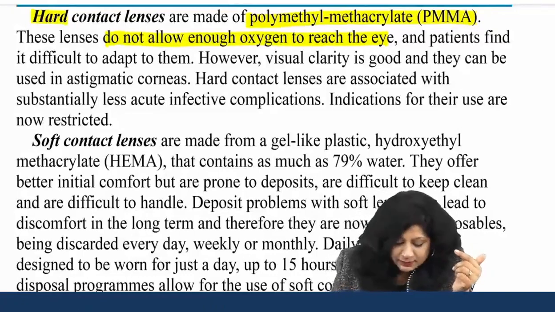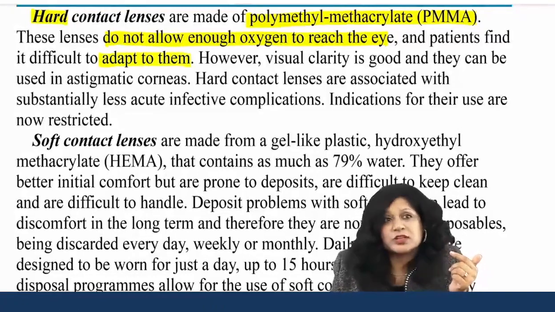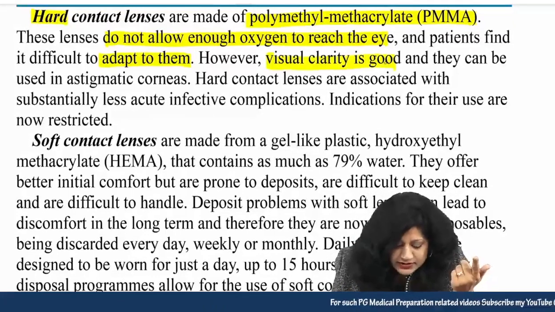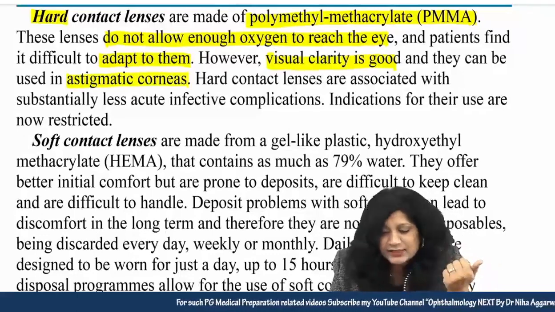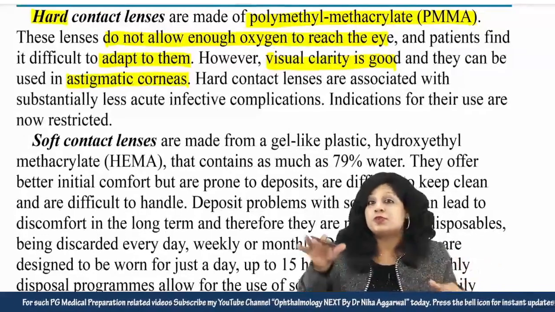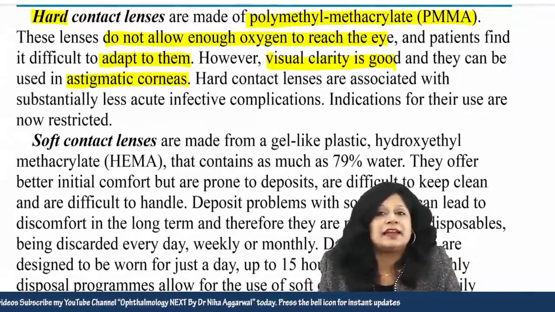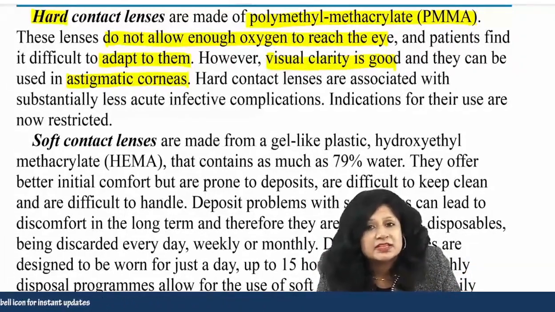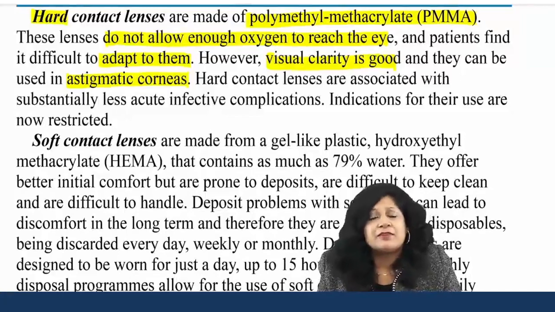And patients find it difficult to adapt to them, so there is a problem of tolerance. However, visual clarity is good. They can be used in astigmatic corneas. Now, always remember that pros and cons always go together. Hard contact lenses are hard. They do not have good oxygen permeability. They are made up of PMMA. Then why are we so interested in hard contact lenses?